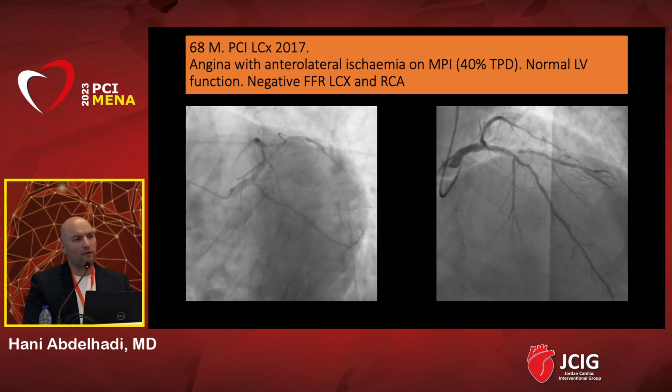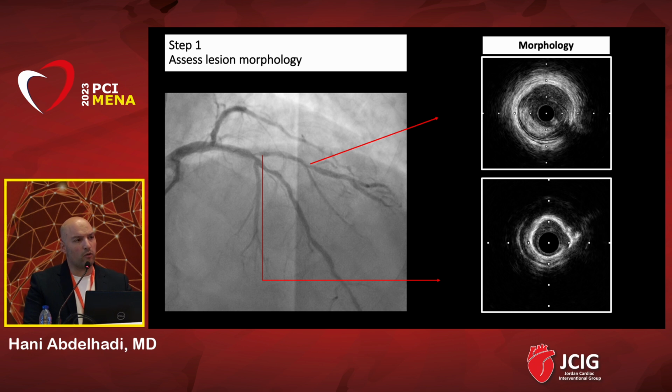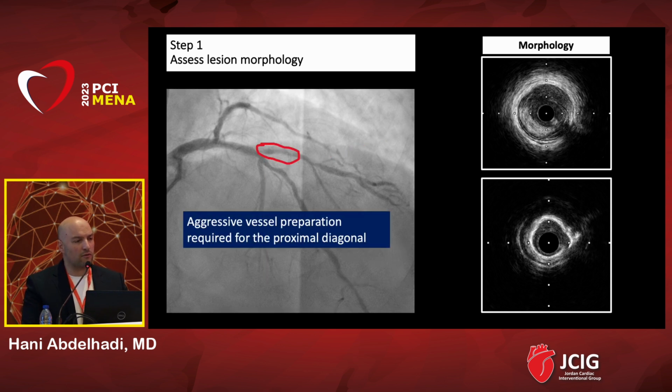So I started off with IVUS assessment of the diagonal. So you wire both and you start off with IVUSing the diagonal. And you can tell that your distal segment has got mostly soft plaque, so this is fairly easy to prepare. But more proximally within the diagonal, you've got fairly severe calcific concentric calcium. And therefore, you know up front, before you start your PCI procedure, that you need to be fairly aggressive with this lesion preparation. You need to start going through your calcium algorithm to crack this lesion before you're ready to stent.